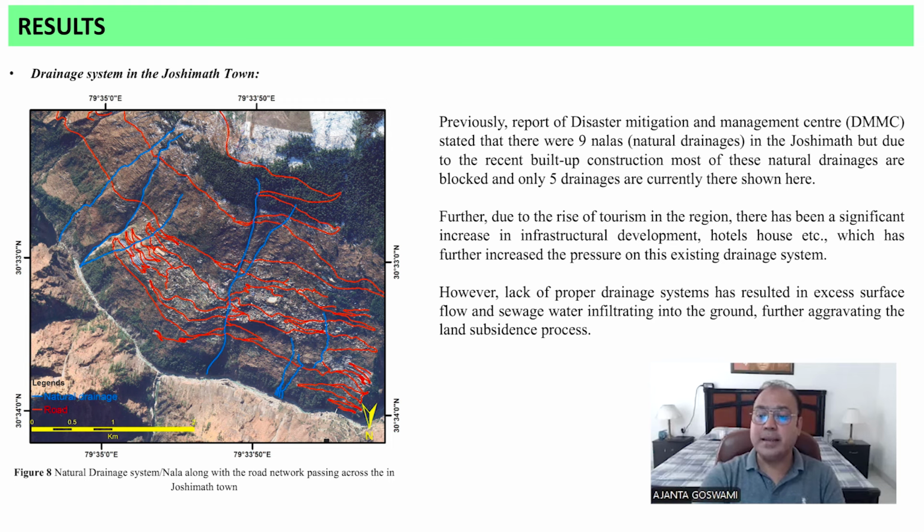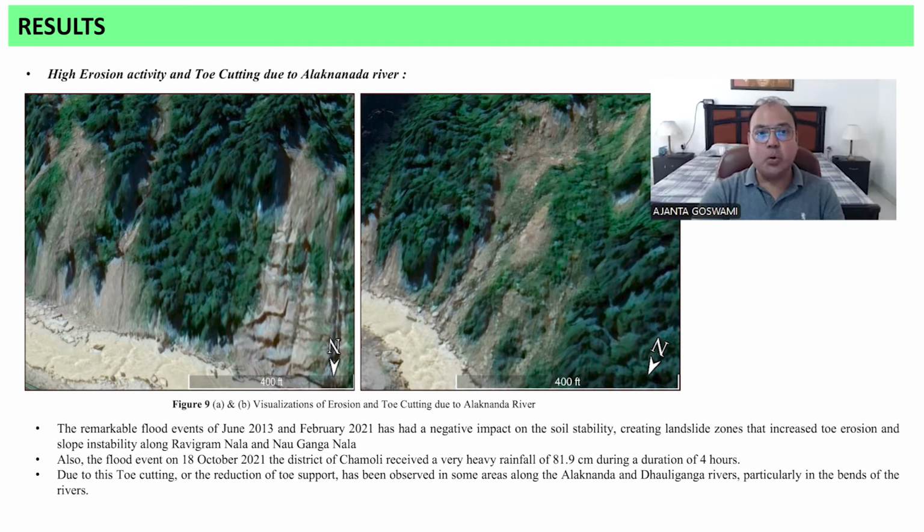Although this is our claim, there is no evidence as of now for this one. The whole incidence is also linked to the high erosion activity and toe cutting due to Alaknanda River, which many of the agencies have also confirmed. So the remarkable flood events of June 2013 and February 2021 have had a negative impact on the soil stability, creating landslide zones that increase toe erosion and slope instability along Rabindranath Nala and Nauganga Nala.